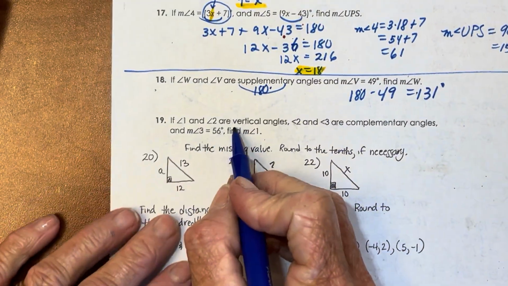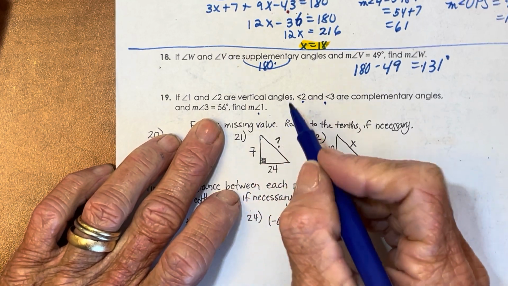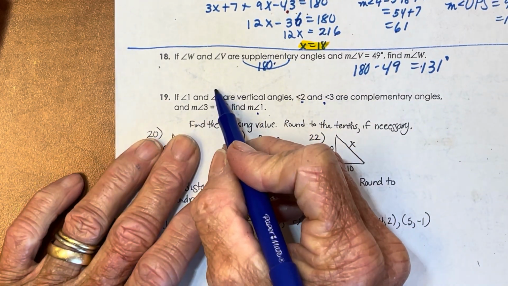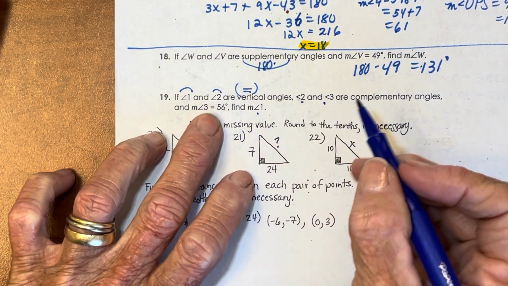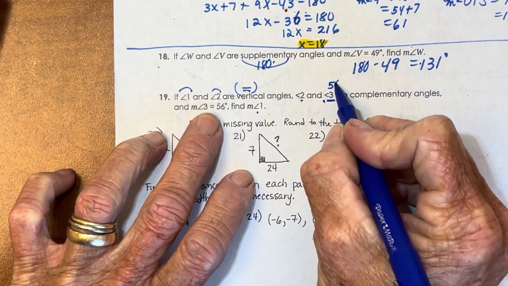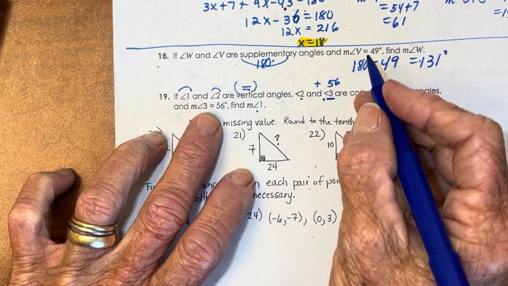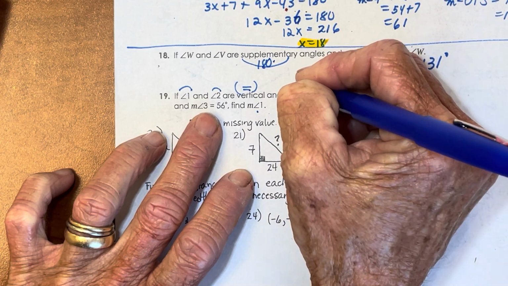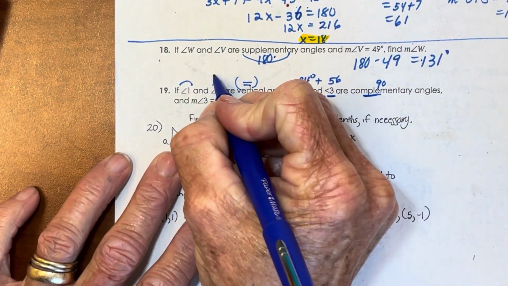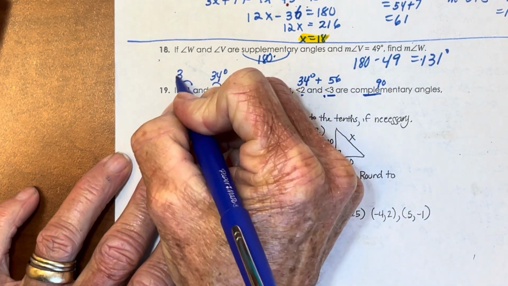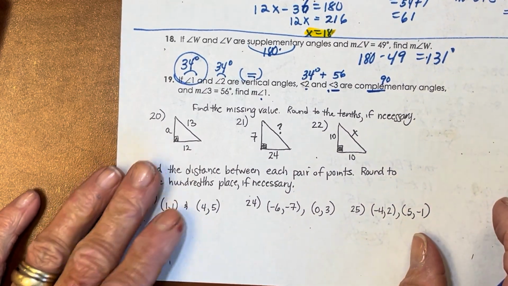If 1 and 2 are vertical and 2 and 3 are complementary, find the measure of 1. Well, we know that 1 and 2 are equal to each other because vertical angles are equal in measure. If 3 is 56 and these are going to add up to 90 degrees together, then this needs to be 34 degrees. Those two would total 90. So if 2 is 34 degrees, so is angle 1. So the measure of angle 1 is 34 degrees.